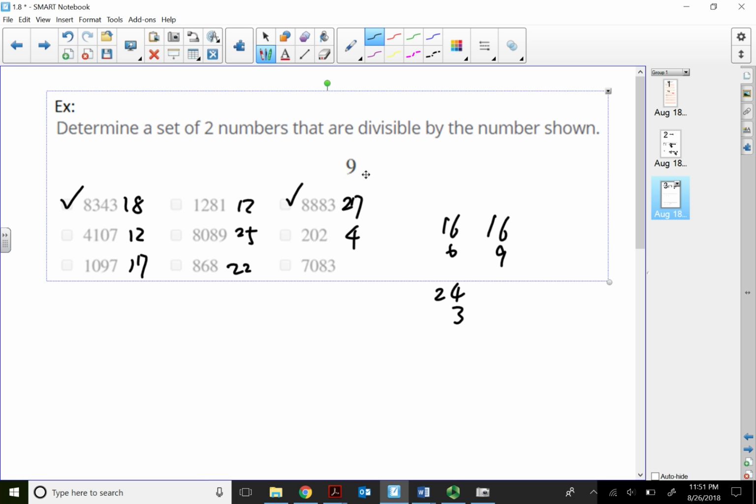24 plus 3, 27. 9 can go to 27. Hold on. 7 plus 8 is 15. 15 plus 3 is 18. 9 can go into 18, so 9 can go into this one too. So I thought it was going to be 2. I guess I can check all 3 of them.